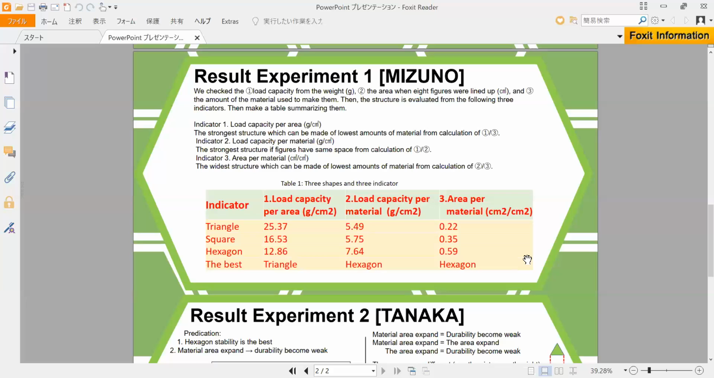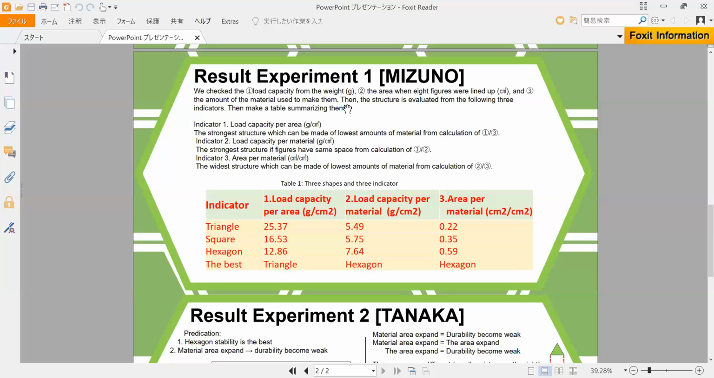I summarized them in this table. Please look at Table 1 below. From these results, it can be seen that the triangle is the best in load capacity per area, indicator 1, and the hexagon is the best in load capacity per material and area per material, indicators 2 and 3. In other words, it turned out the triangle is the strongest structure in the same area. The hexagon can make a strong structure with the same amount of material, and it is a structure that makes a wider area.